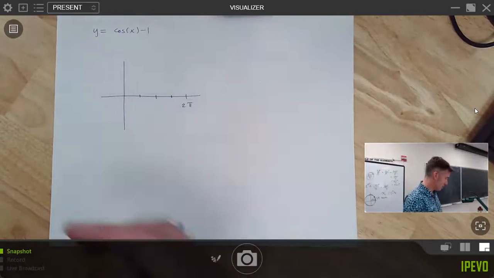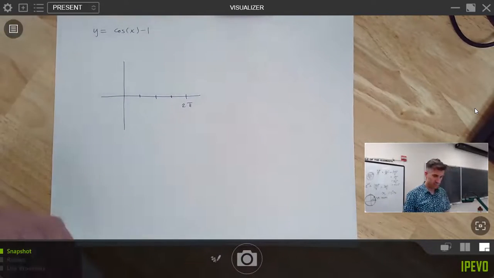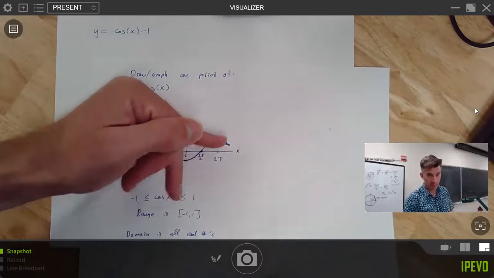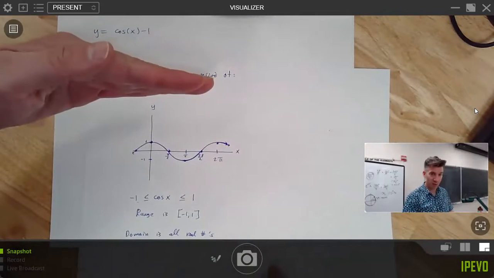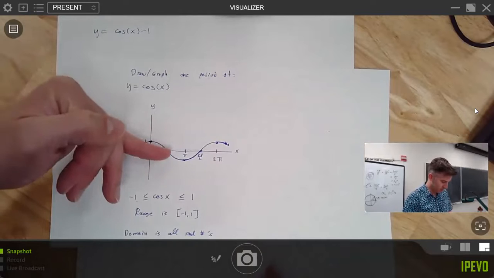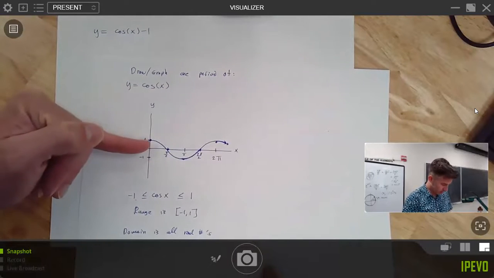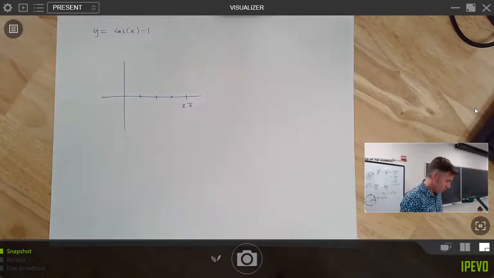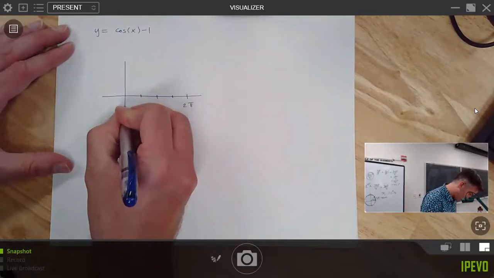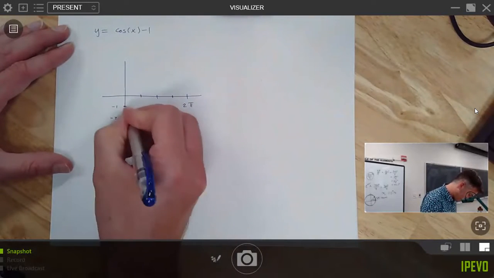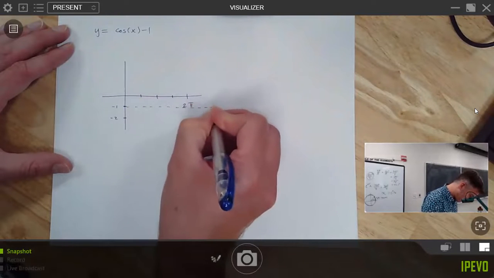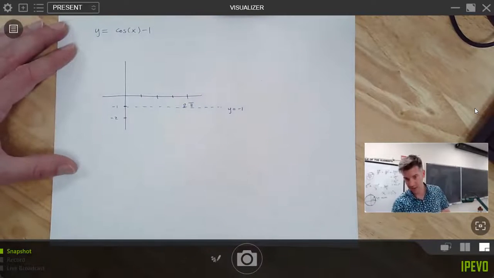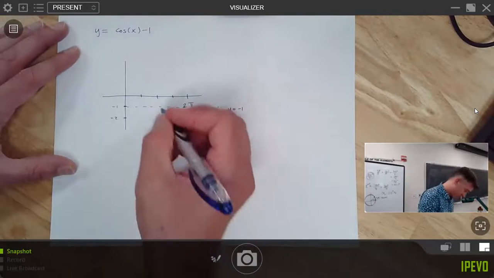So I know usually cosine looks like this. Starts at the top, goes to the middle, then to the bottom, then to the middle, then back to the top. But now all those values are going to be 1 lower. So instead of being 1, 0, -1, 0, 1, I'm going to be 0, -1, -2, -1, 0. Or I'm going to think about drawing a new middle line. So there's my new middle line at y equals -1. You don't have to label it. I just like to label things on my graph.